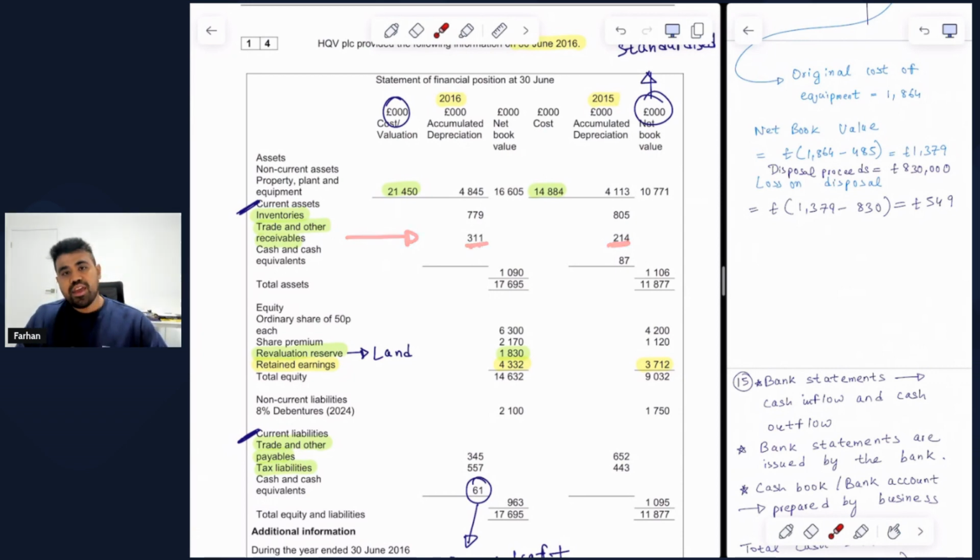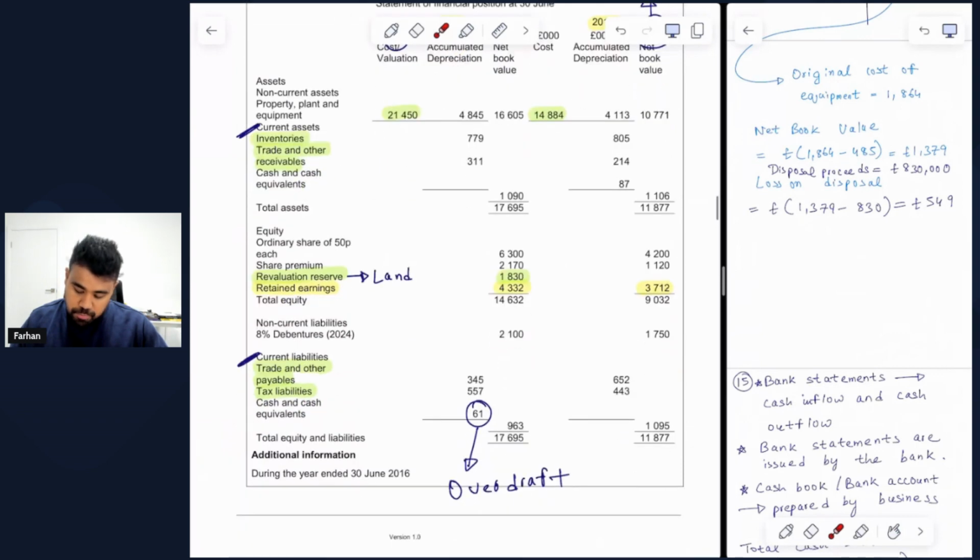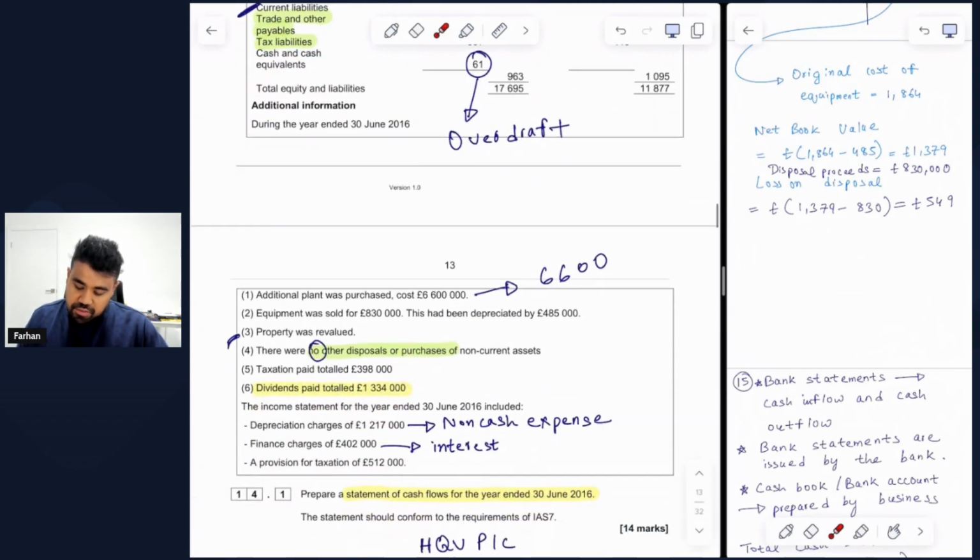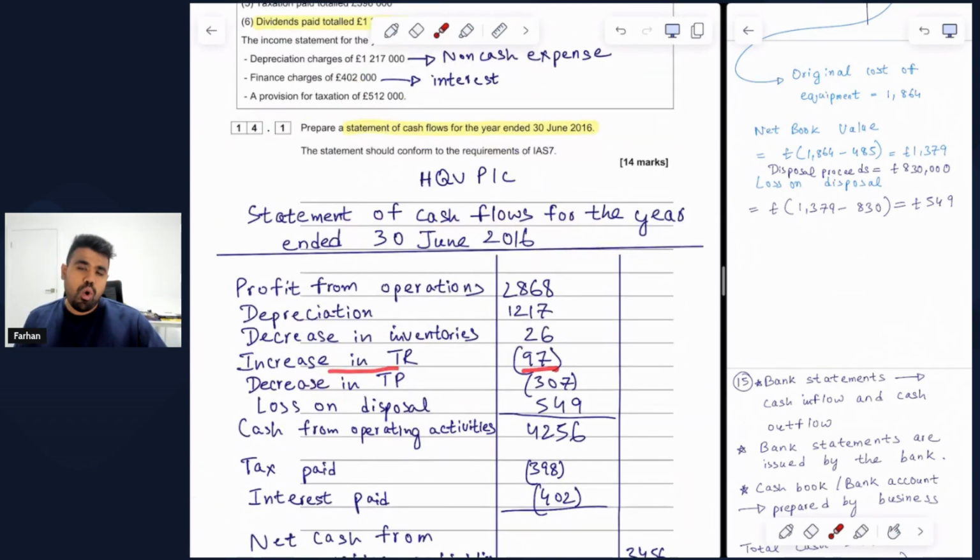So what we can see is that in between the two financial years, there has been an increase, and the increase is the difference between 311 and 214, which is 97. Now, why are we subtracting this here though? So, increase in trade receivables.